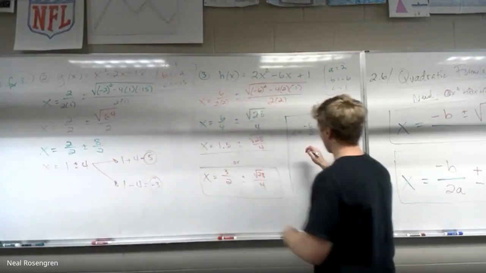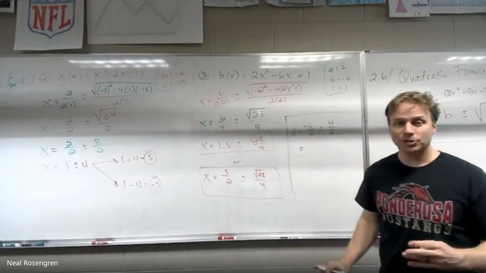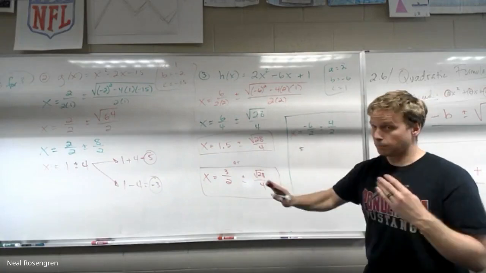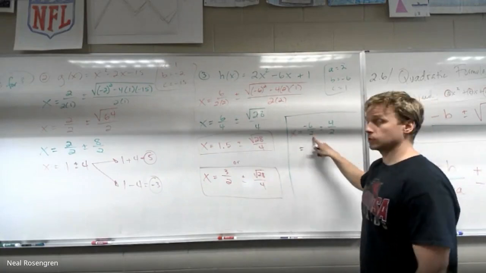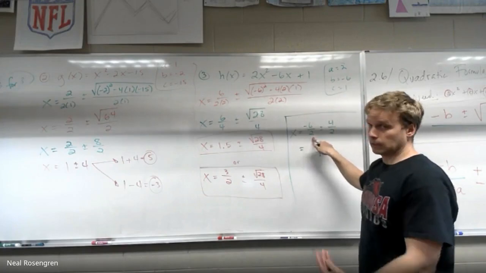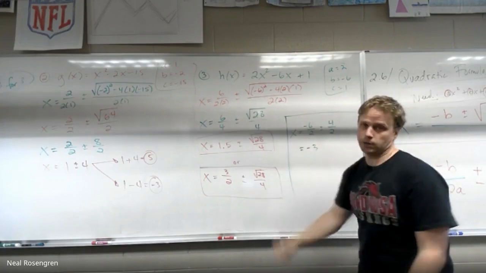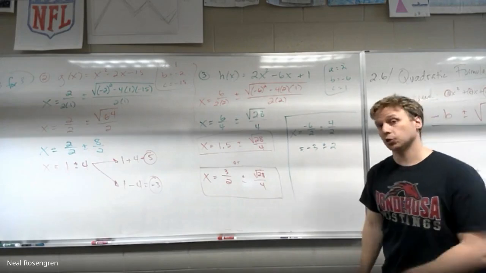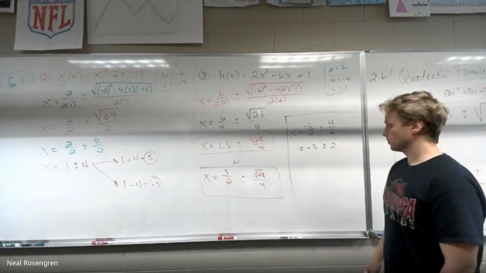Oh, yes. Cool. So now that I actually have just two nice fractions, I'll just do them both separately. Like -6/2 is -3. And 4/2 is 2. Okay. And then that's what we would circle.